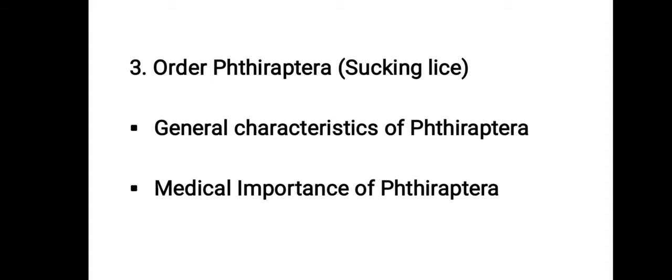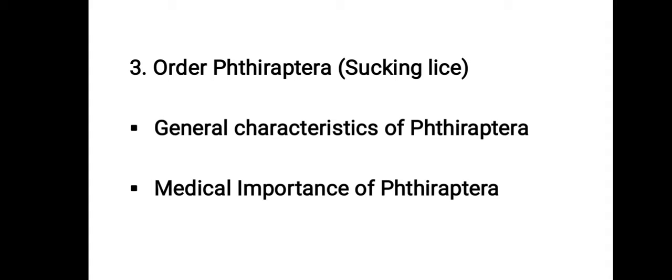A second species is Pthirus pubis, the crab louse, which has been induced to transmit typhus-producing rickettsia to laboratory animals, although it was induced. However, the body louse is the main vehicle that transmits that disease in nature. Okay, that's all we can take on the medical importance of the Phthiraptera.